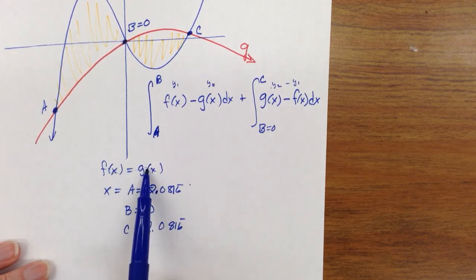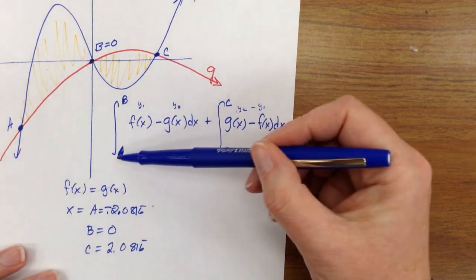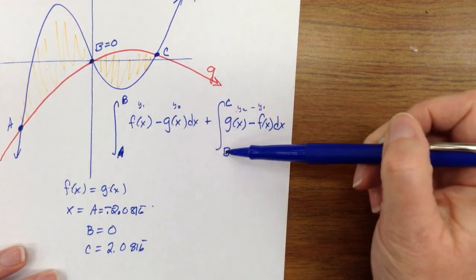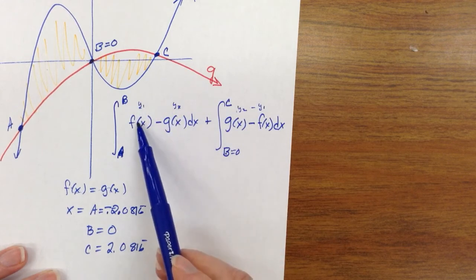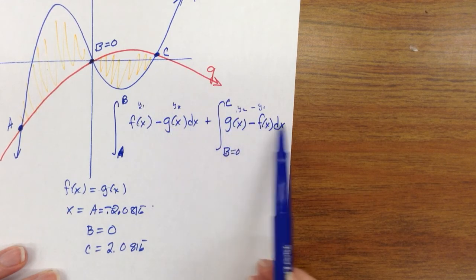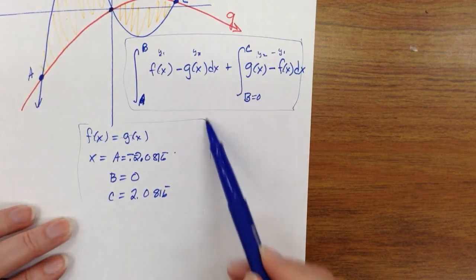I'm finding points of intersection. I have now labeled them. I would need to show what the limits of our integration are, and I would not need these, but I would do f minus g, g minus f. So I'm showing the proper notation with the proper limits.